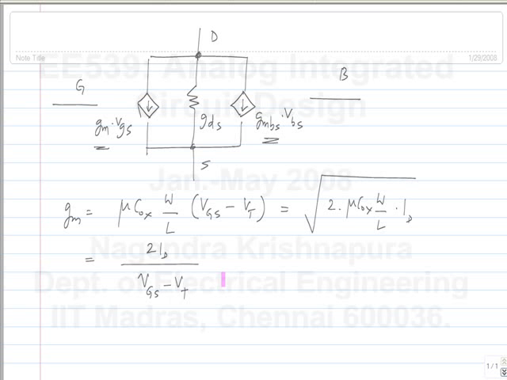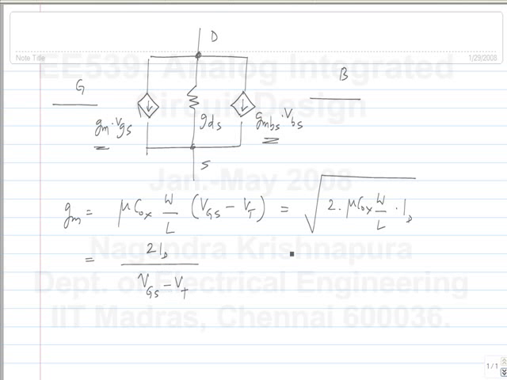Maybe you are thinking of a constant ID and changing VGS minus VT by changing the size, or you are thinking of a given MOSFET, that is given geometry, and changing VGS minus VT or the current. So in each of those conditions you use different expressions. Okay, it's good to know all of these things.